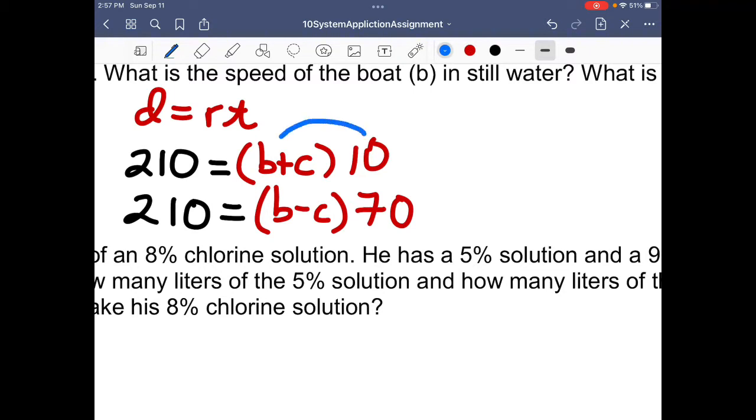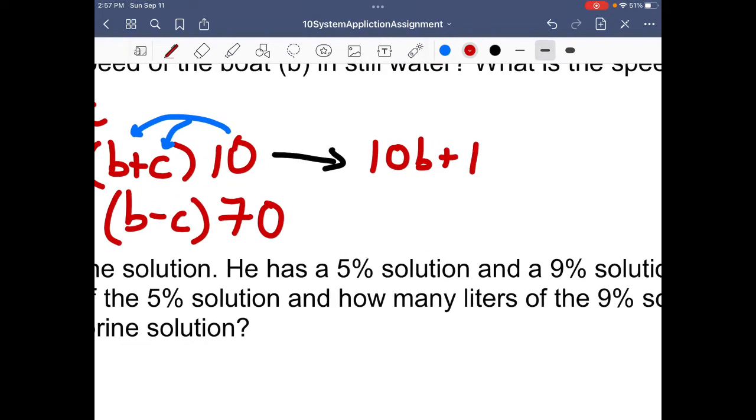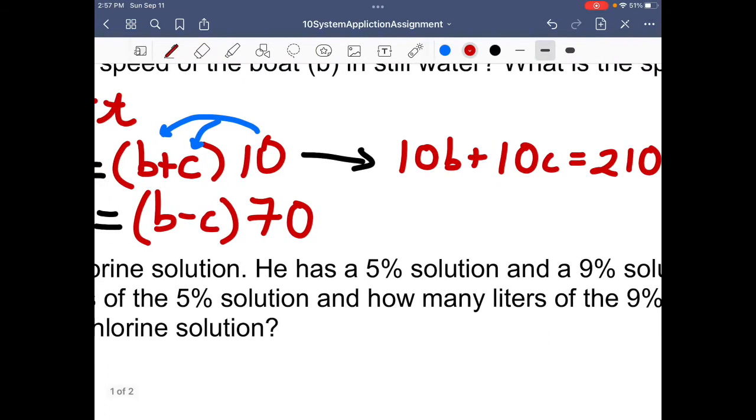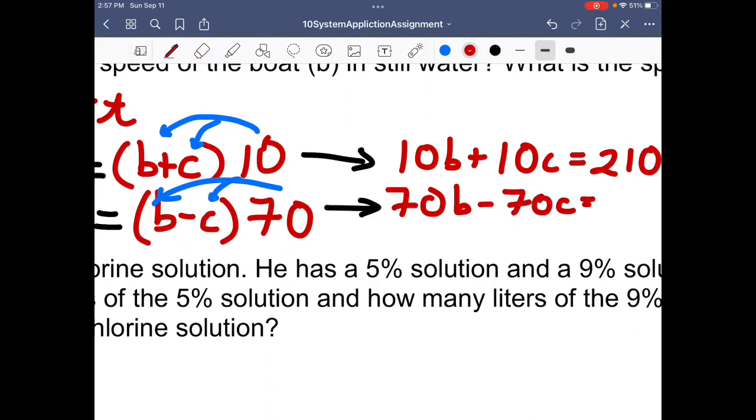And I promise this is a system. All we have to do is kind of make it look more like a system. We need to do a little bit of algebra. So I'm suggesting here that we distribute 10 to make this look like 10b plus 10c. Now that'll equal 210. And then we can do the same thing with 70, right? We can distribute that. Make this look a little bit more like 70b minus 70c, and that'll equal 210.